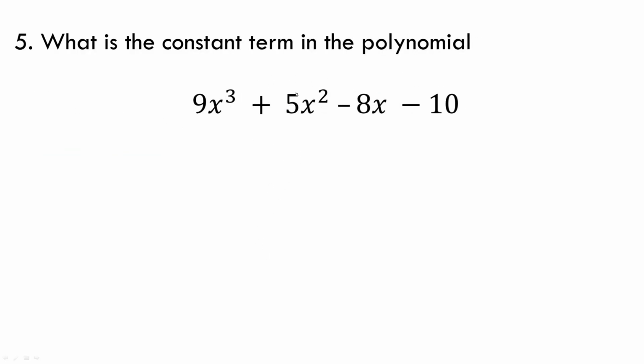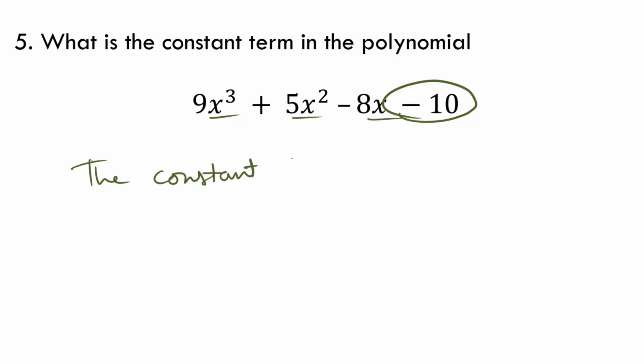Now next question. What is the constant term in the polynomial? The constant term is basically the term which has no variable attached to it. So all of these have variables attached to them. This term has no variables attached to it. So the constant term is minus 10. We always count the negatives.